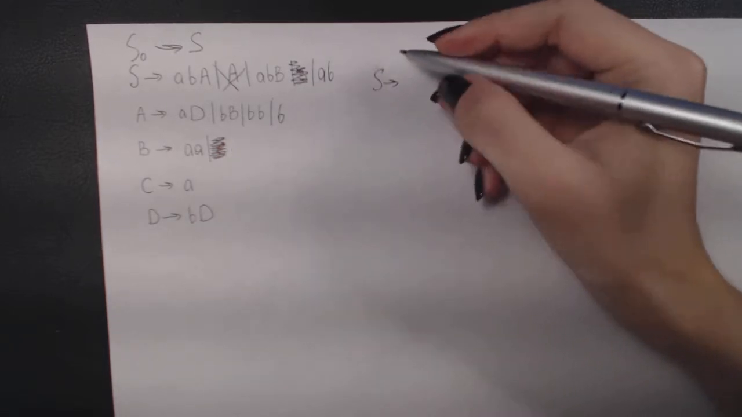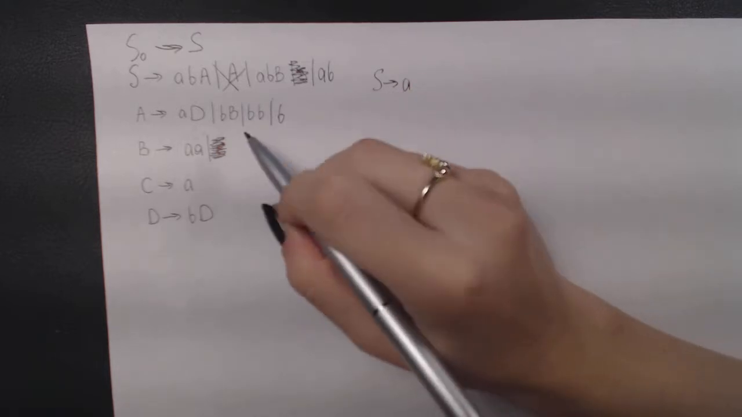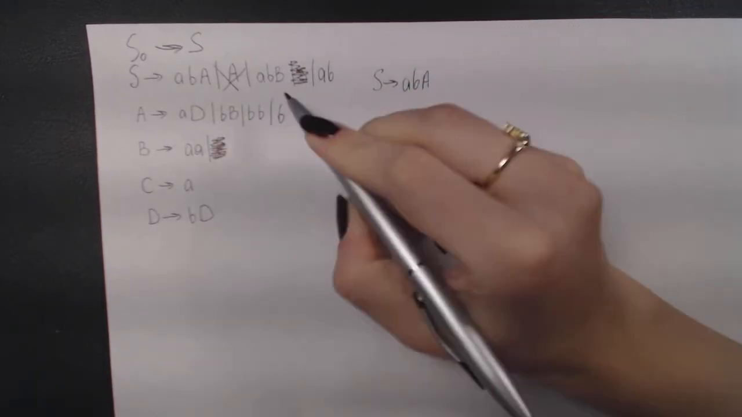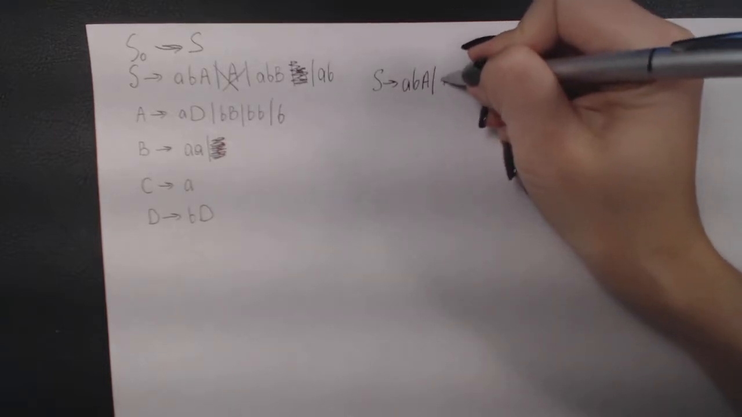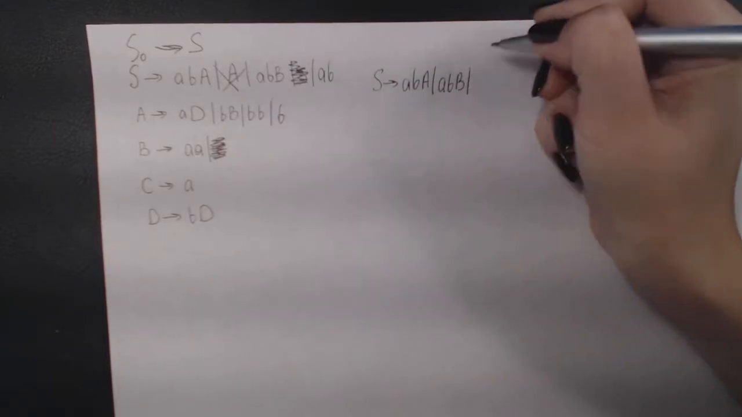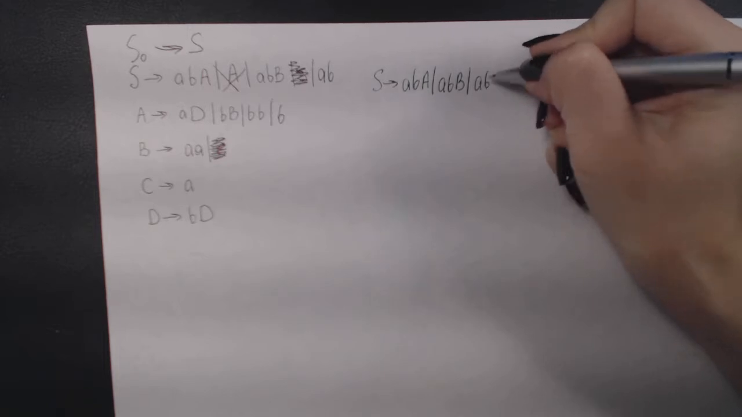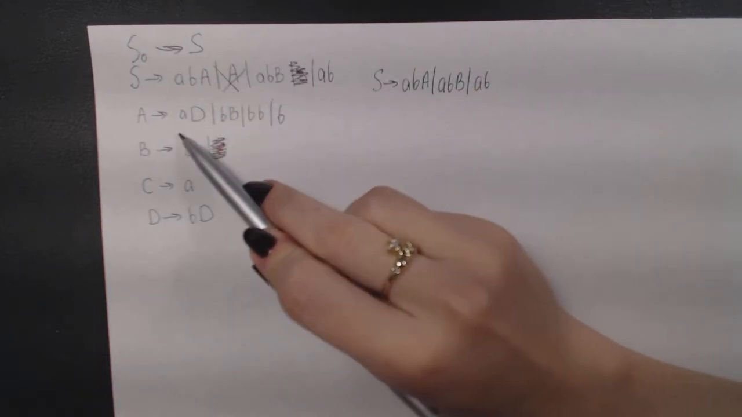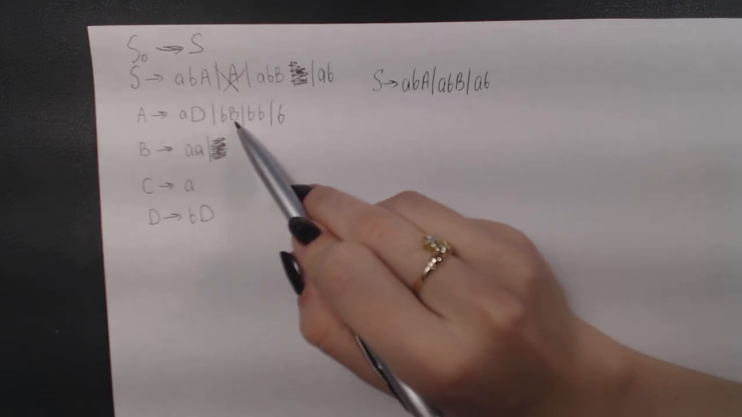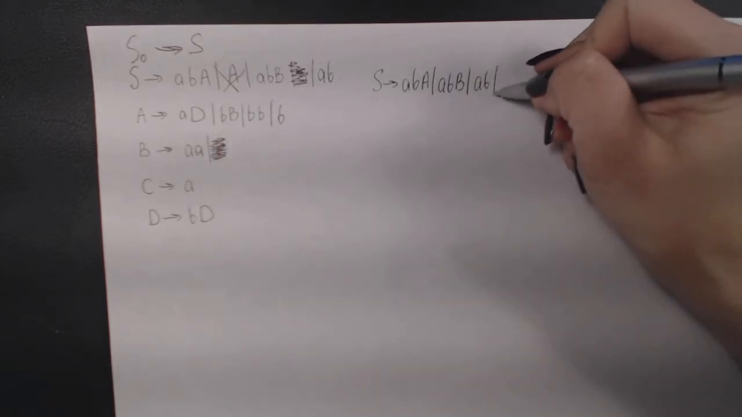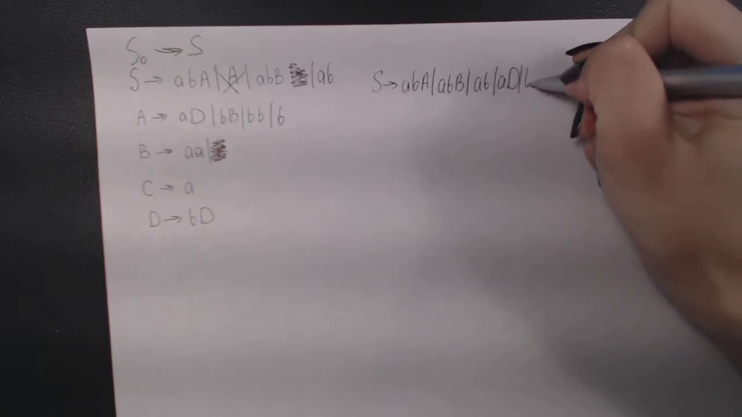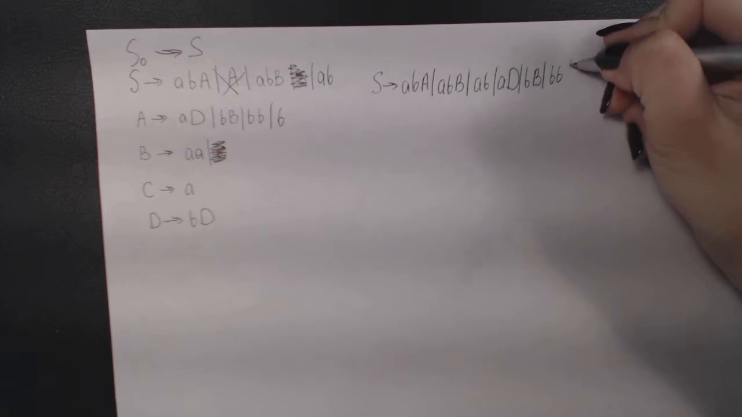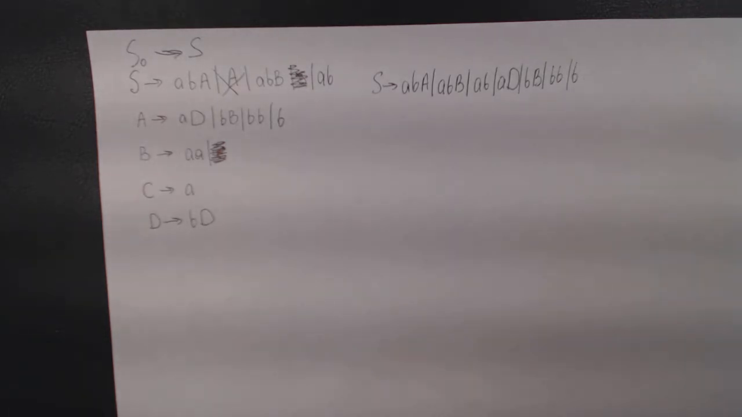So we'll have our S modified. We leave all rules that S has, which is ABA, except this A, and AB, capital B, AB, and we rewrite everything A has, which is AD, B, B, B, B, B, A capital D, B, capital B, B, B, and lowercase b.